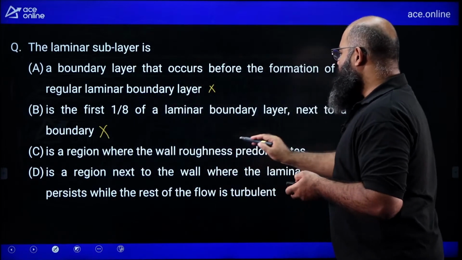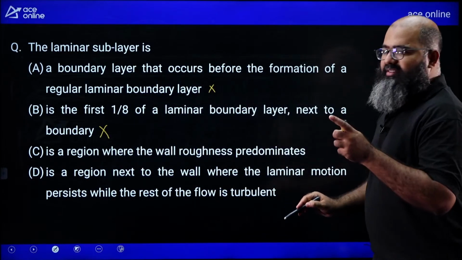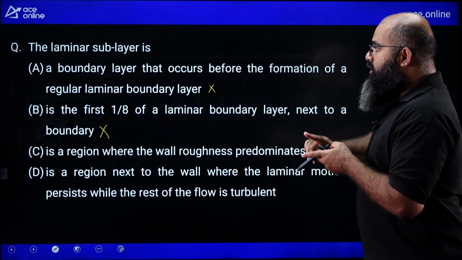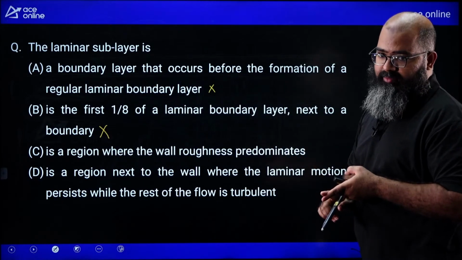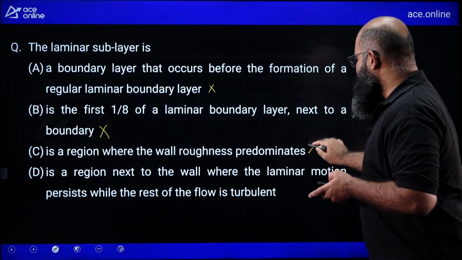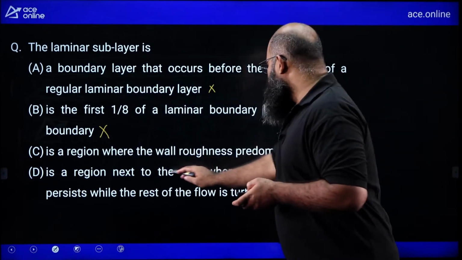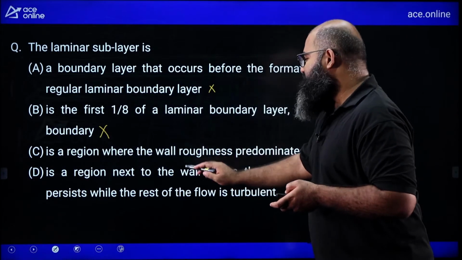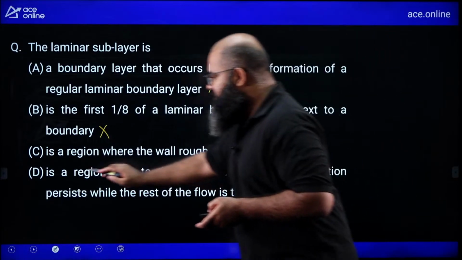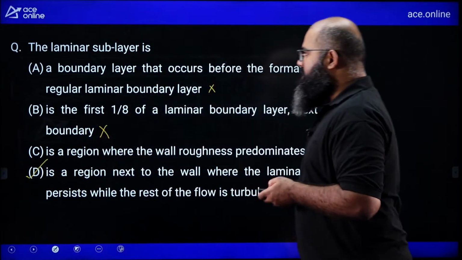Is a region where the wall roughness predominates. Now you see, roughness is not actually present in laminar sublayer. It is fluid friction which is dominating, so this again is wrong. Is a region next to the wall where laminar motion persists while the rest of the flow is turbulent. This is a correct statement. Option D is correct over here.